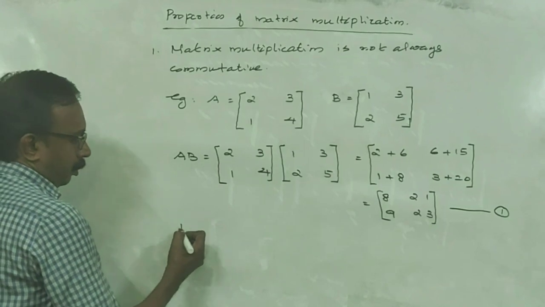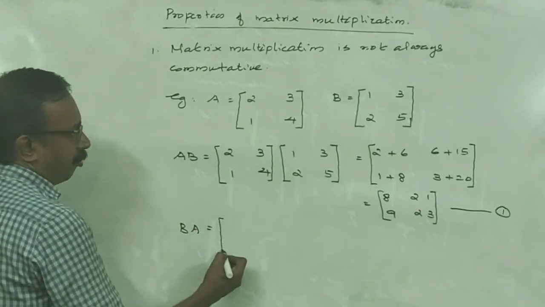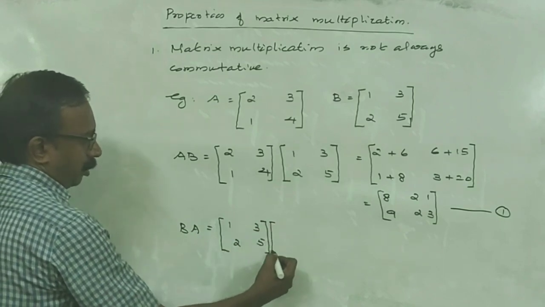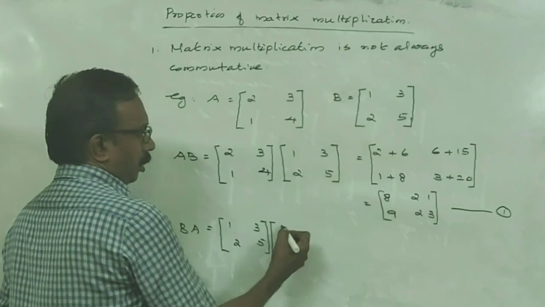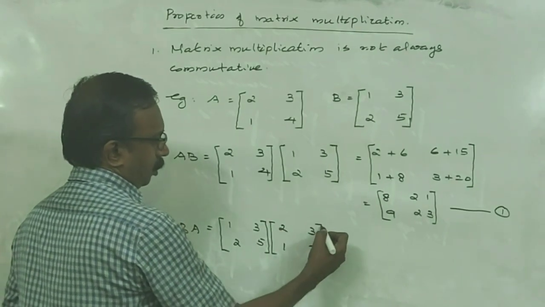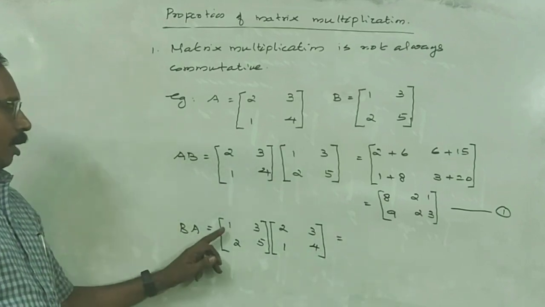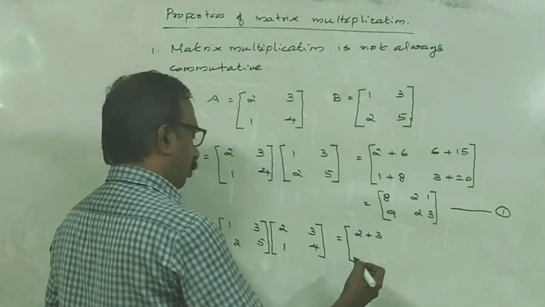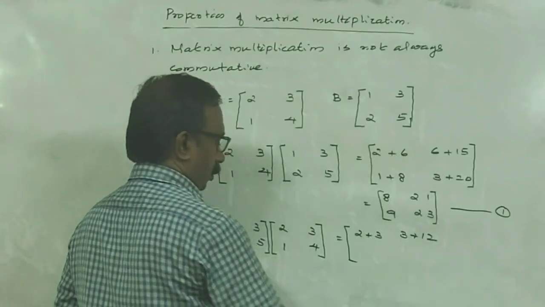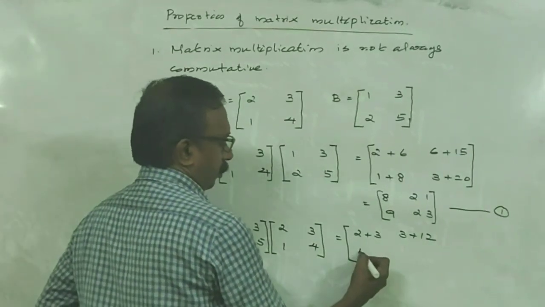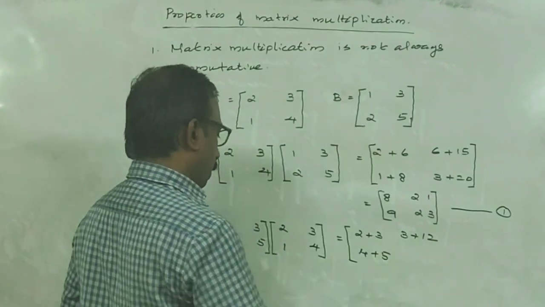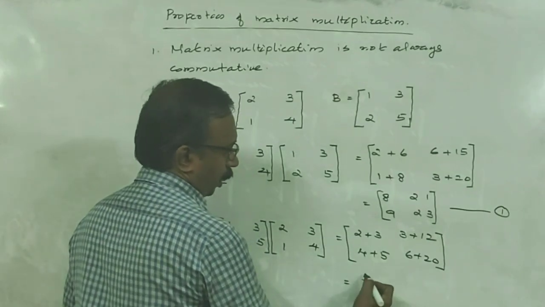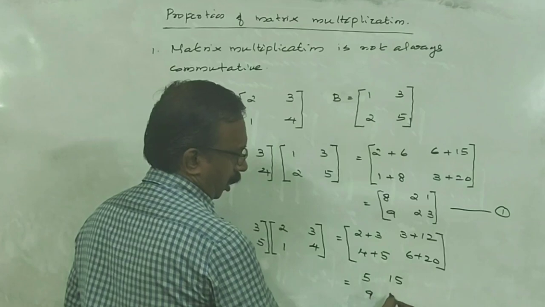Now find BA. BA: first write B, 1, 3, 2, 5, and then A. A is 2, 3, 1, 4. Here, 2 plus 3, then 3 plus 12, then 4 plus 5, and 6 plus 20. So we have 5, 15, 9, 26.